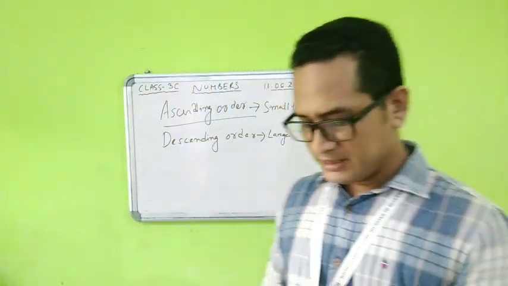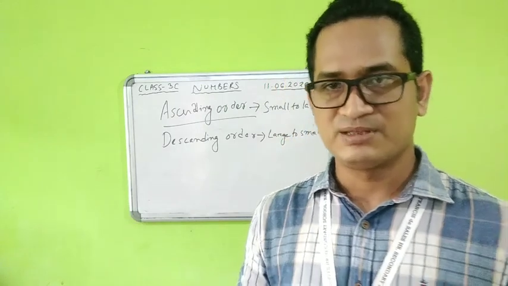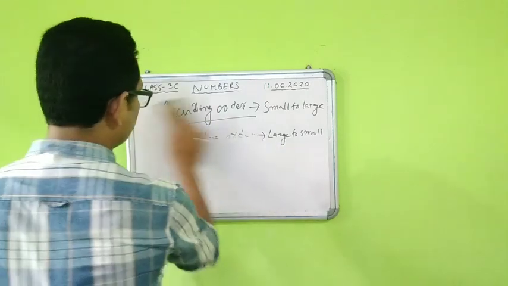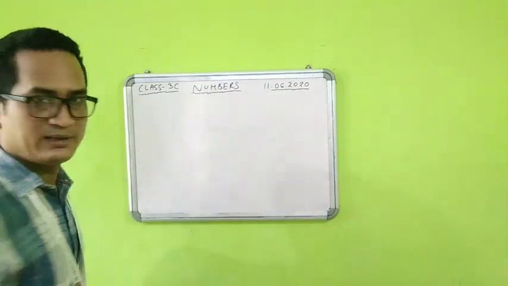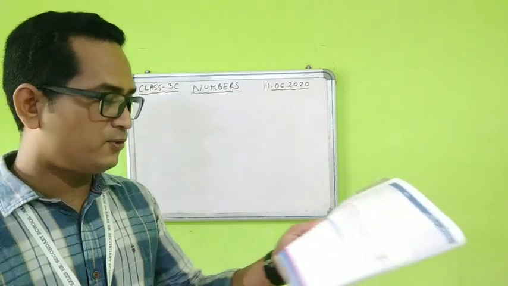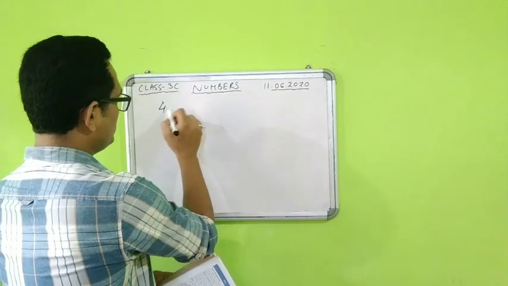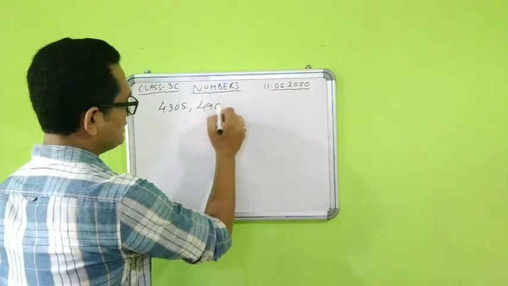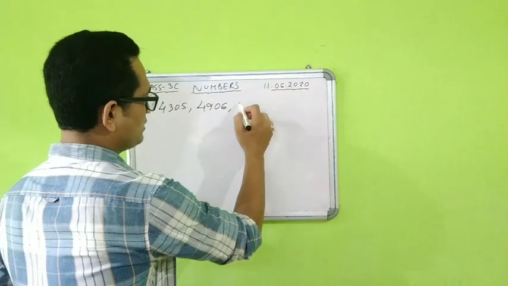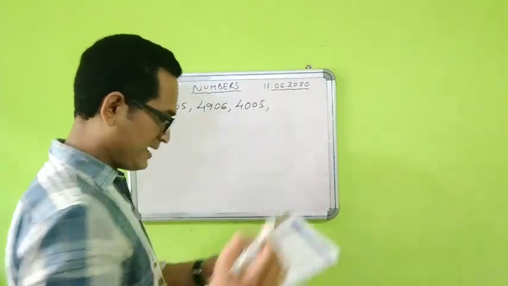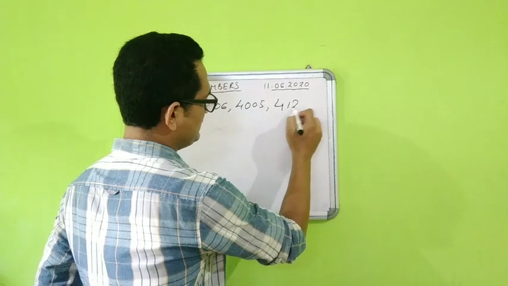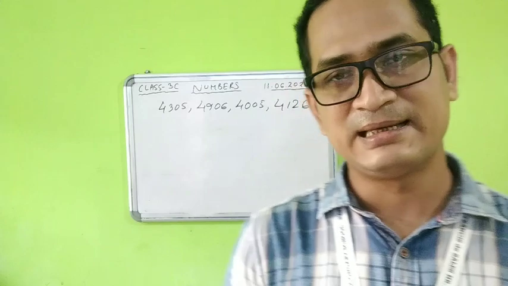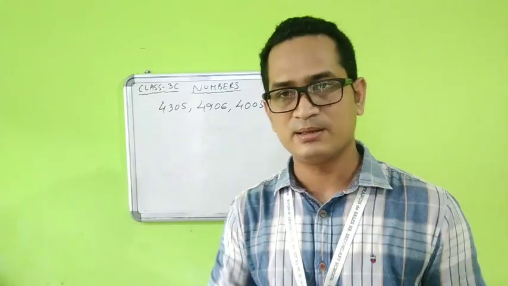Now students, if I give you 4 numbers, suppose there is one question already given. Let us explain it this way, taking the example of the textbook only. There are 4 numbers given: 4305, 4906, 4005 and 4126. These are the numbers given and we need to arrange them in ascending and descending order, both.